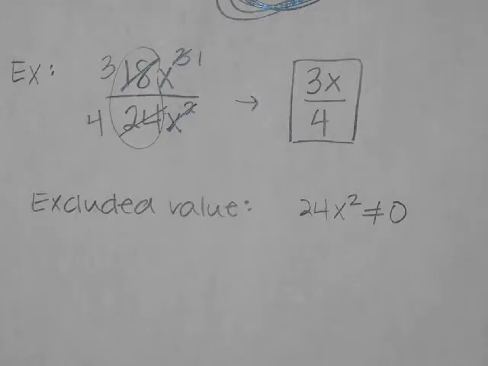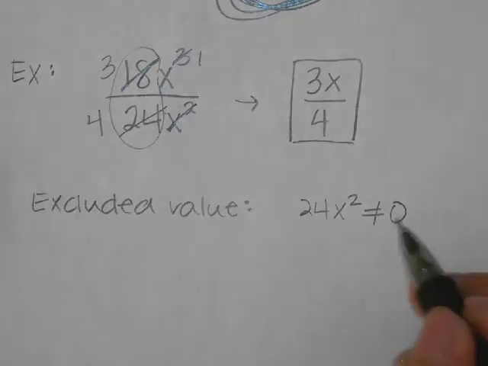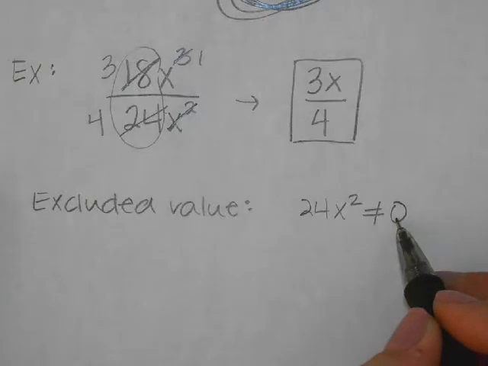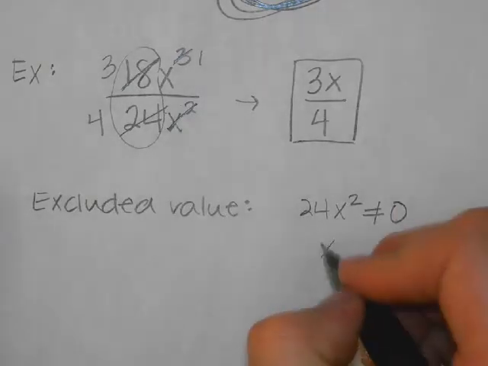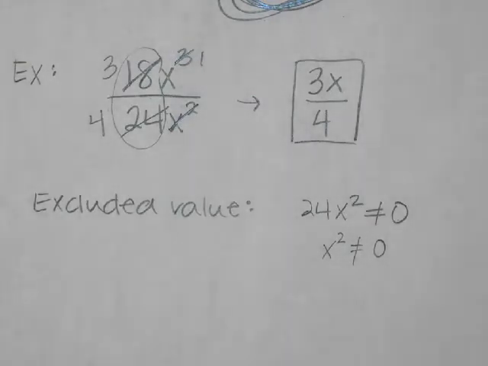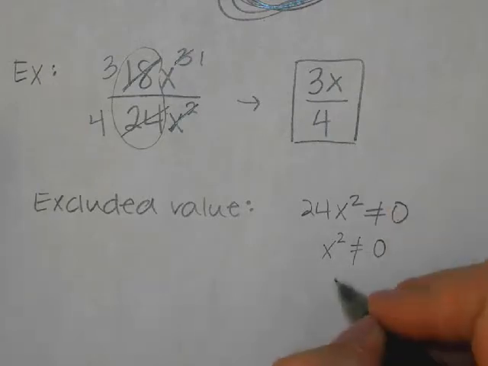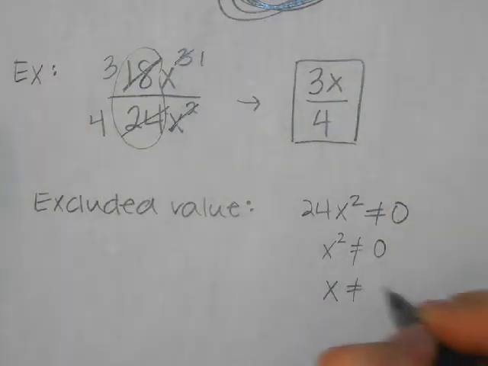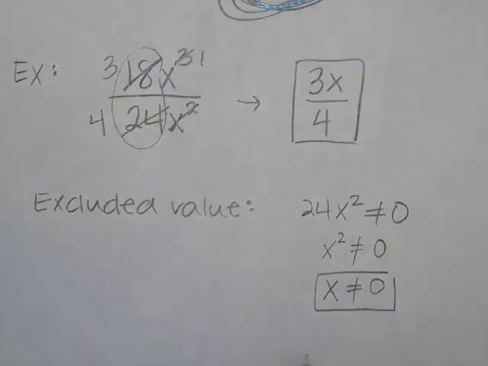Divide the 24 over, right? So what happens if you do 0 divided by 24? You get 0. So we have x squared cannot equal 0. And then how do you get x alone? Square root it. Okay. So when we square root 0, what do we get? 0. So this excluded value is x cannot equal 0. You can plug in 1. You can plug in 15,047,000. You can plug in negative 832. But you can't plug in 0.